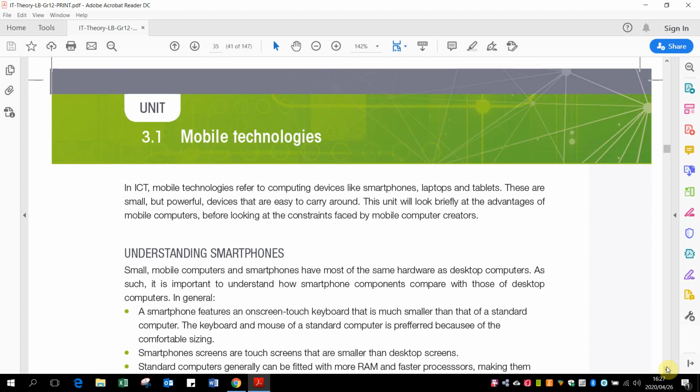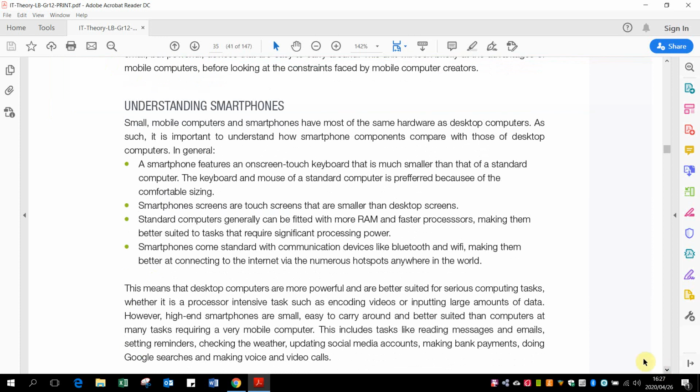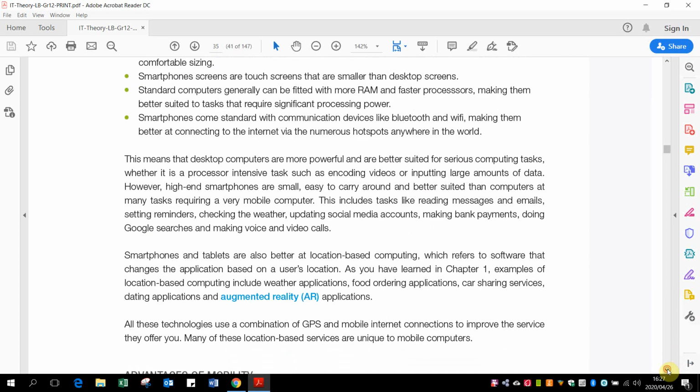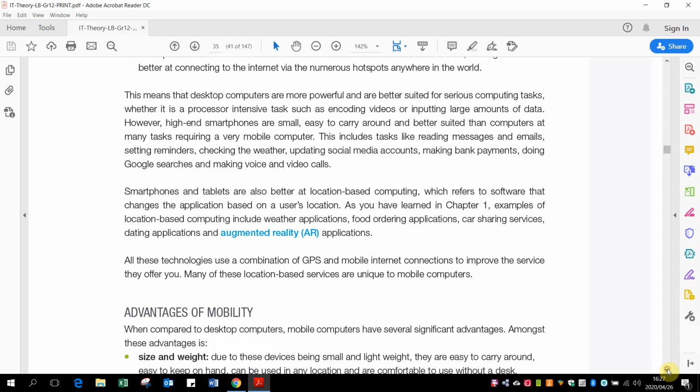Then for this year, we're looking at mobile technologies a bit more. So we can read through that, but mobile technologies basically refers to our smartphones. So they are much smaller, easier to carry, but that means they've got less processing power. So standard computers have more processing power, more RAM, and so forth. But our mobile devices make it easier for us to move around. Then other things that come out a bit more is this augmented reality, where applications try to have a combination between reality and making it look a bit different.